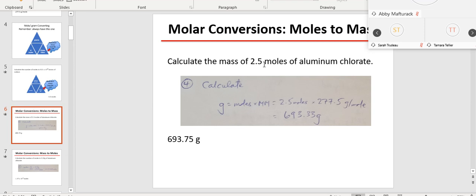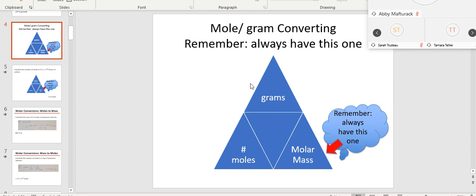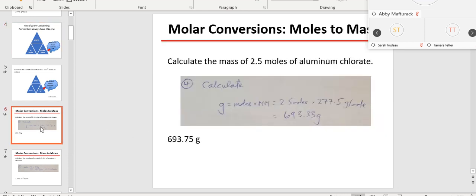You just finished a question. Now you're going to reboot. So calculate the mass of 2.5 moles of aluminum chlorate. So what is he asking for? He's looking for the mass. What's my only formula that has mass? That's right. You know which formula it is. So I'm going to have to use that formula. What information did he give me? He gave me moles. So just jumping back here, he's looking for grams. He gave me moles. I always have molar mass. Grams is equal to moles times molar mass. Away you go. Okay? That's how you do these ones.